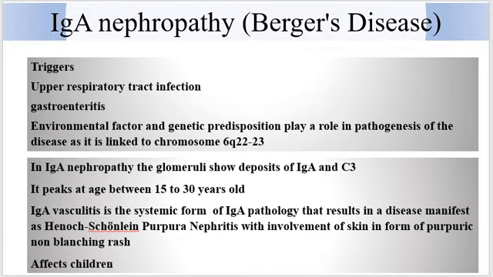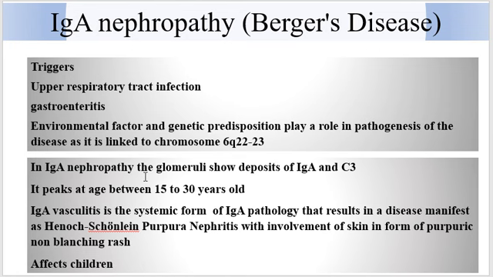So the trigger of IgA nephropathy is upper respiratory tract infection and gastroenteritis. However, the genetic background plays a role in the pathogenesis of the disease, as it is linked to chromosome 6q22-23.